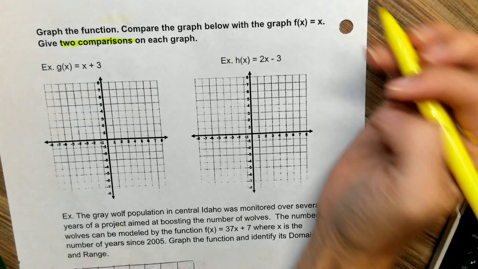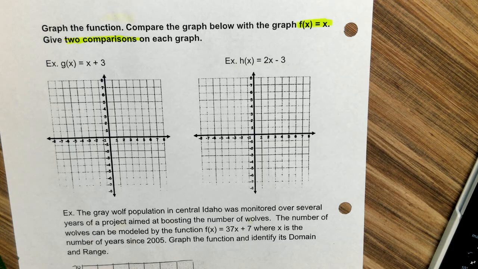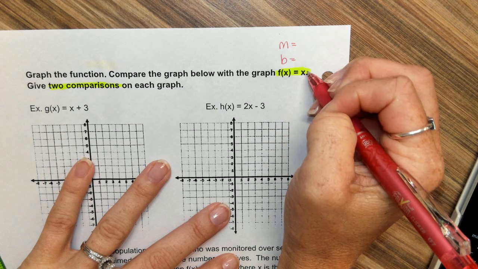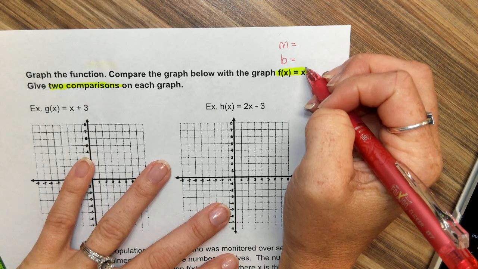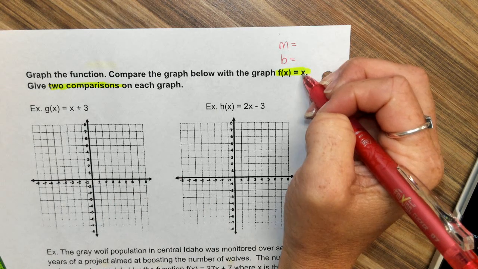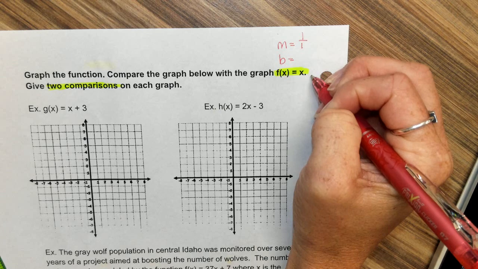This is called a parent function. It's basically y equals x. So we're going to graph that first. To graph it, I need an m and a b. What's the slope? Come on, guys, spit it out. Fast. What's the slope? Thank you. 1 over 1. What's the y-intercept?